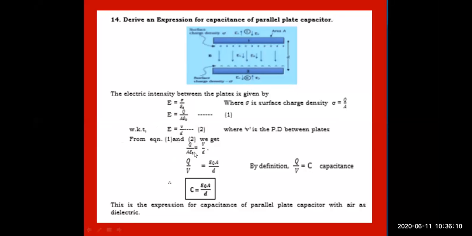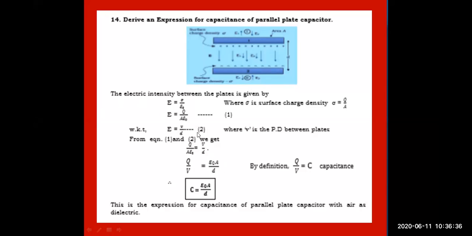Cross multiply, what will you get? I want this V down to the denominator, and A and epsilon naught will go up to the numerator. So we will get Q divided by V is equal to, when this goes on top, epsilon naught A divided by d. I can write it as A into epsilon naught or epsilon naught into A divided by d.